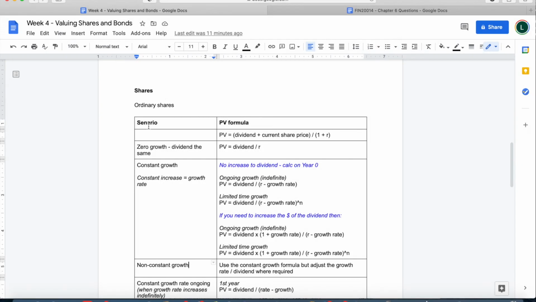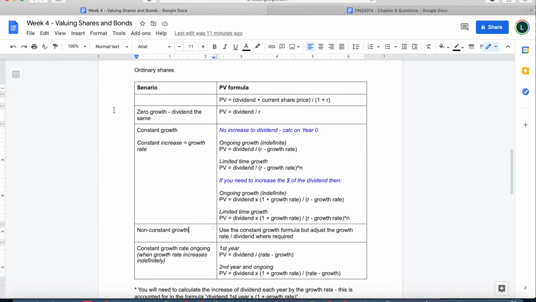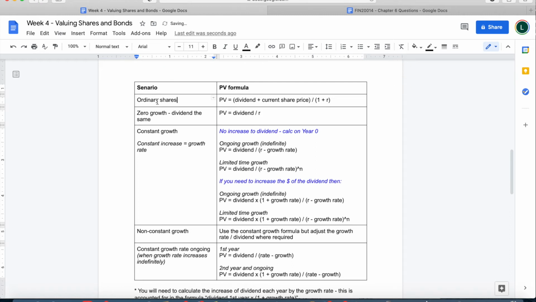This video is covering shares, so in chapter 4 we're doing bonds and shares, and this is the share portion. What I've done is created a table for you, in order to really see how this is all applied. So it's a really easy way for you to locate the formulas.